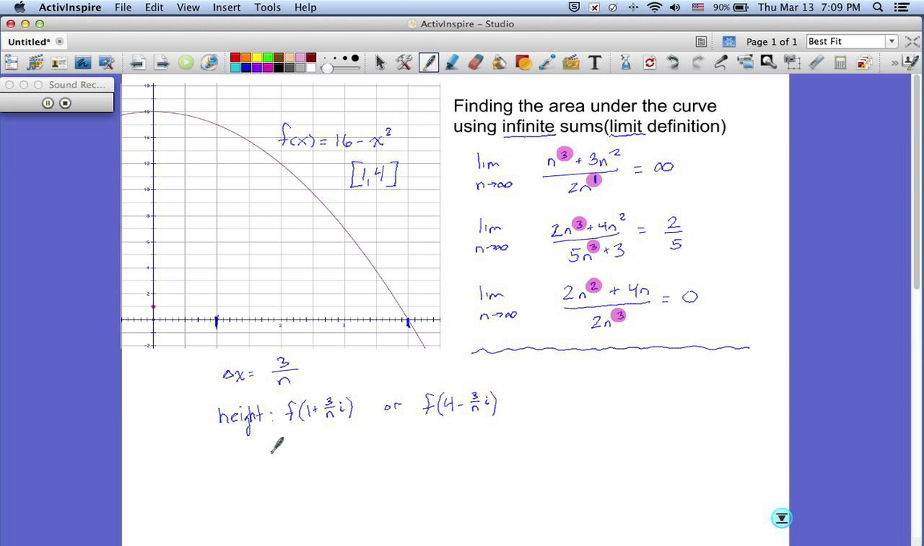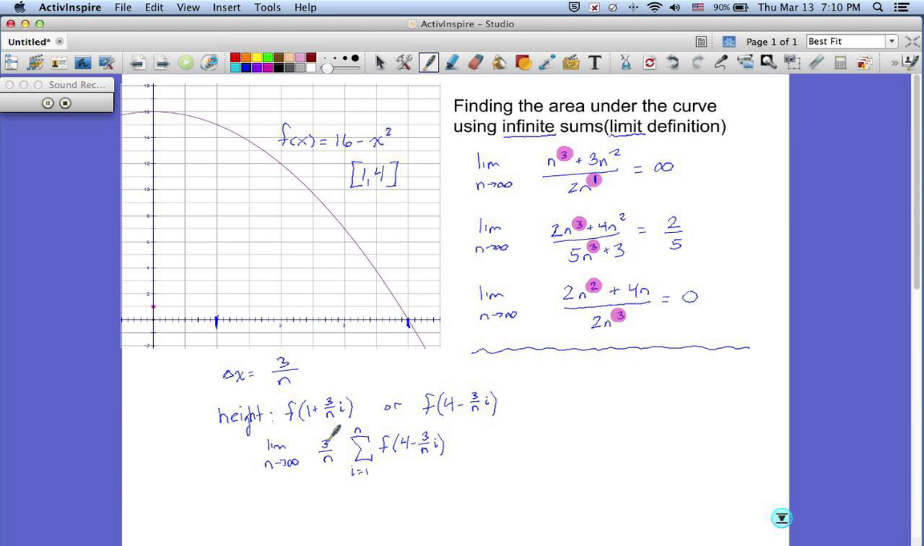All right, so let's set it up now. The limit as n goes to infinity of 3 over n, right, width, base, in other words, times height. And I am going to use 4 minus 3 over n i, f of that, of course. i is going from 1 to n, because n is heading to infinity.